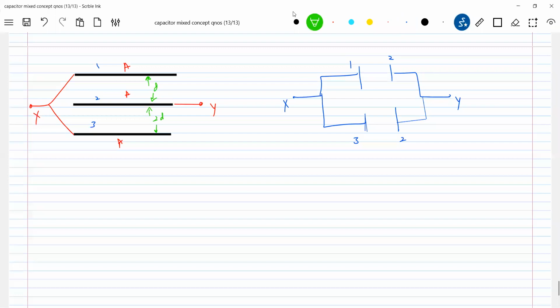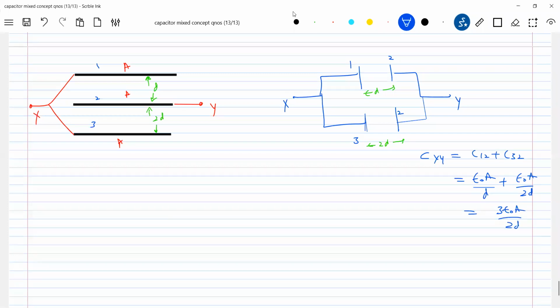Then bring in that separation. So between 1 and 2, the separation is d. Between this is 2d. This is very important. Stress this one. So how they're parallel, the effective capacitance will be Cxy equal to C12 plus C32. This should be epsilon naught A by d. This will be epsilon naught A by 2d. So 3 epsilon naught A by 2d.